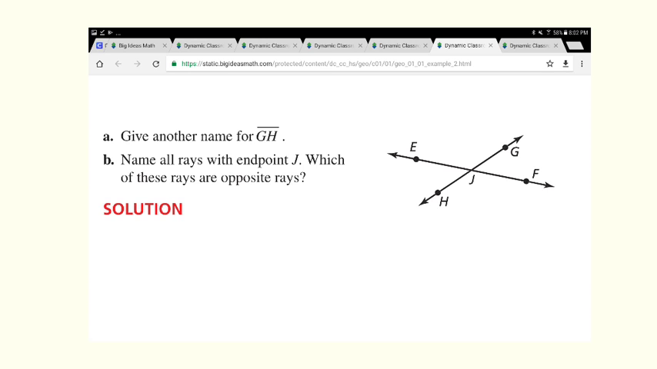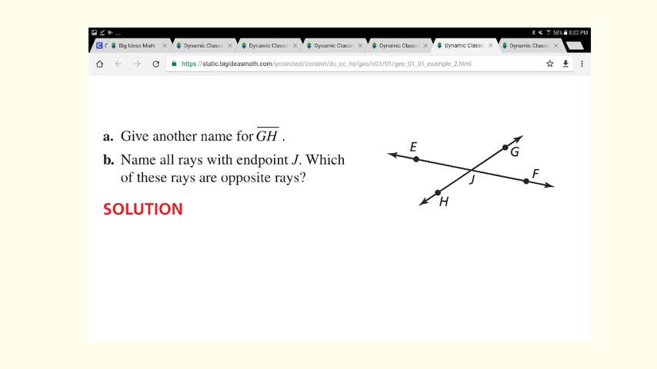Alright, so quick example here. They want us to give another name for GH. It's segment GH. So let's see, there's G, there's H. So it's a segment. I can just reverse the letters. So I could call this segment HG, and that'd be perfectly okay.